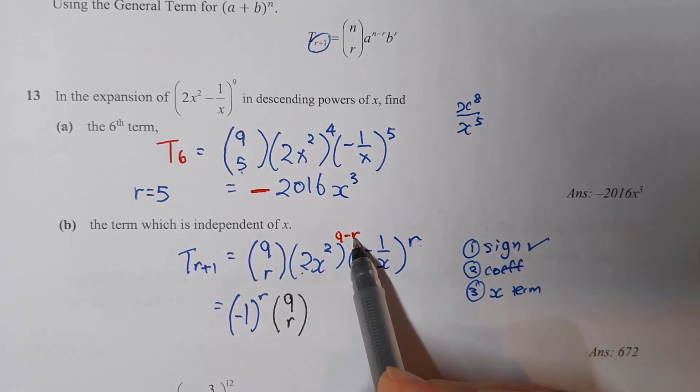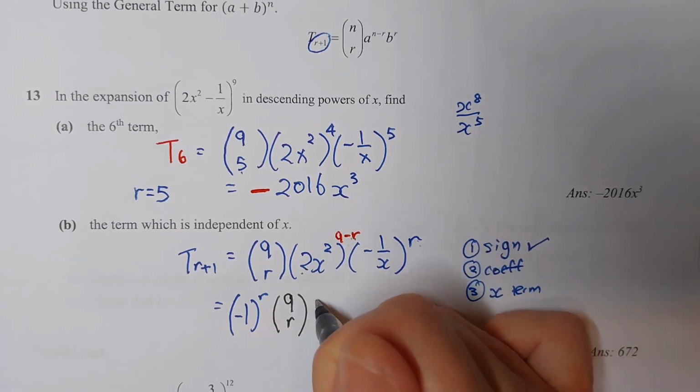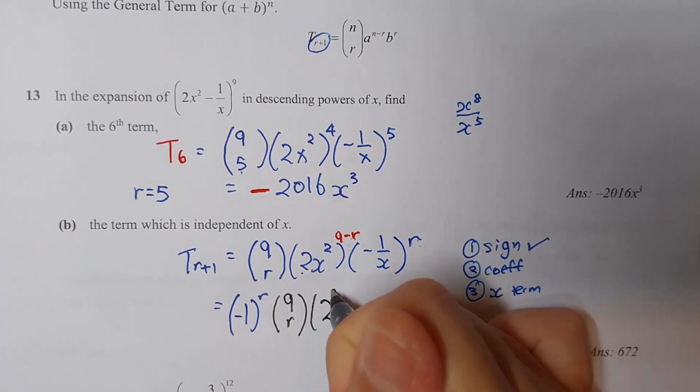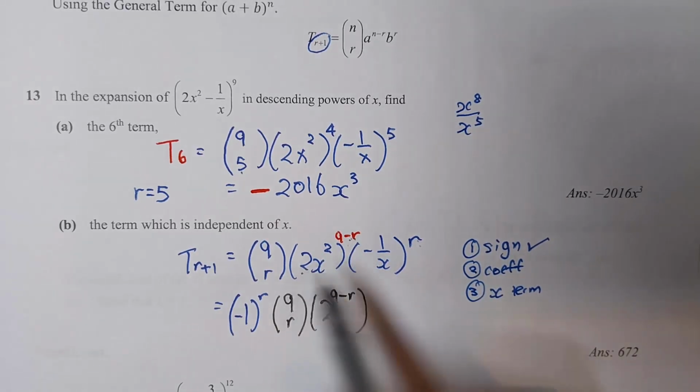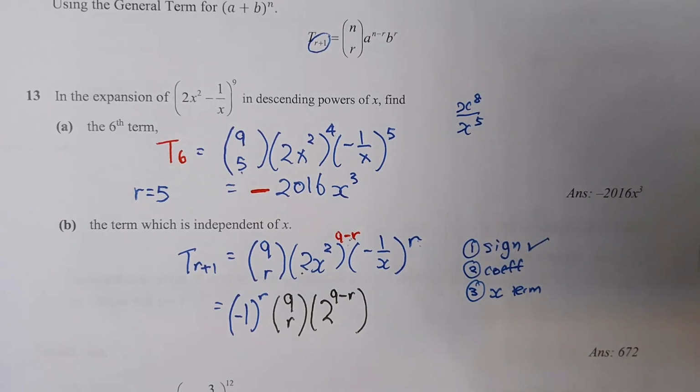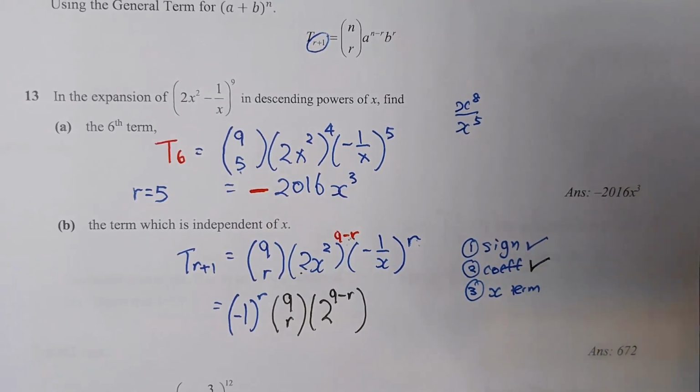Now this will also give me the coefficient. So it's actually 2 power 9 minus r. Okay, this will give me the coefficient. That means just the number. And finally, I want the x term. So the coefficient is done.